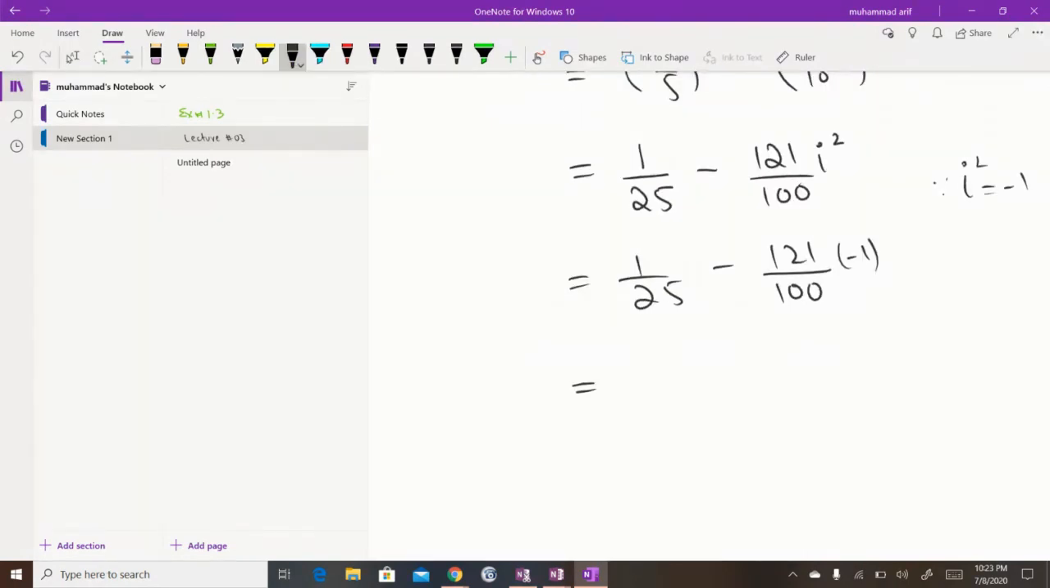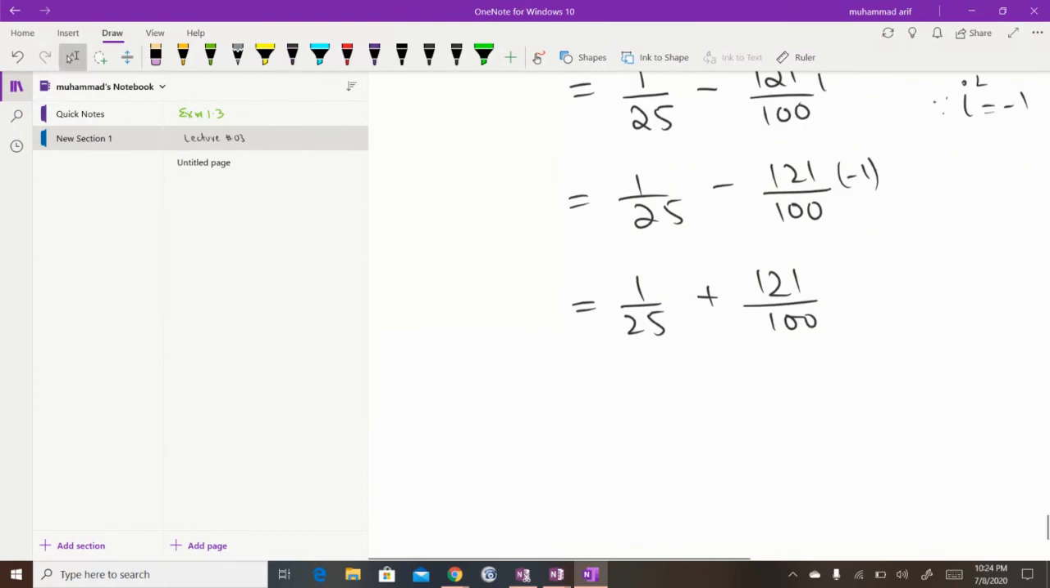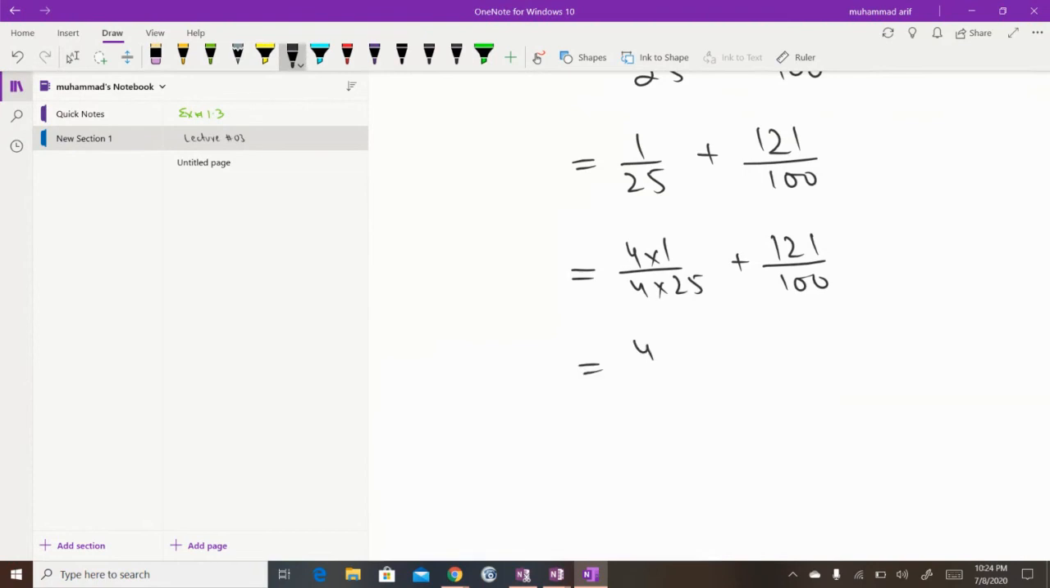Now multiplying negative with negative 1, we get positive 1 by 100. How do we take the LCM? First of all, we convert the denominator into the same value. How do we convert it into the same value? We multiply it by 4 and divide it by 4. It becomes the same denominator, which is 100. 4 over 100 and 121 divided by 100.